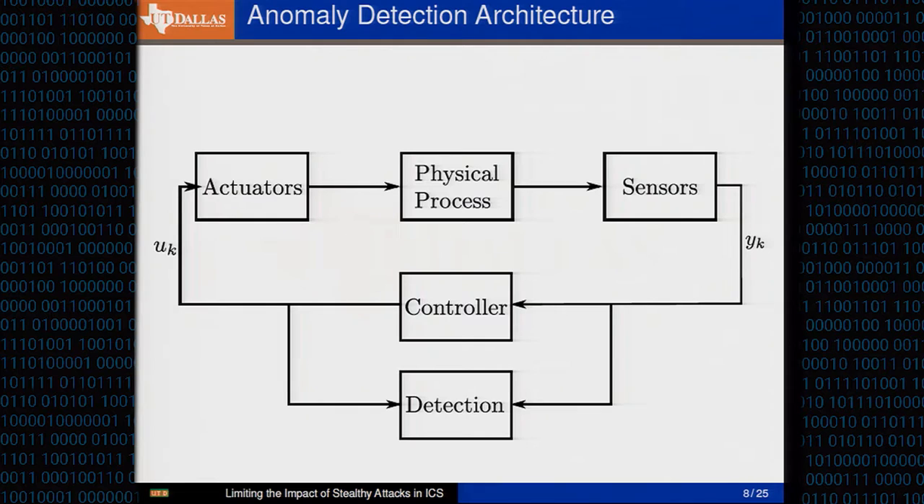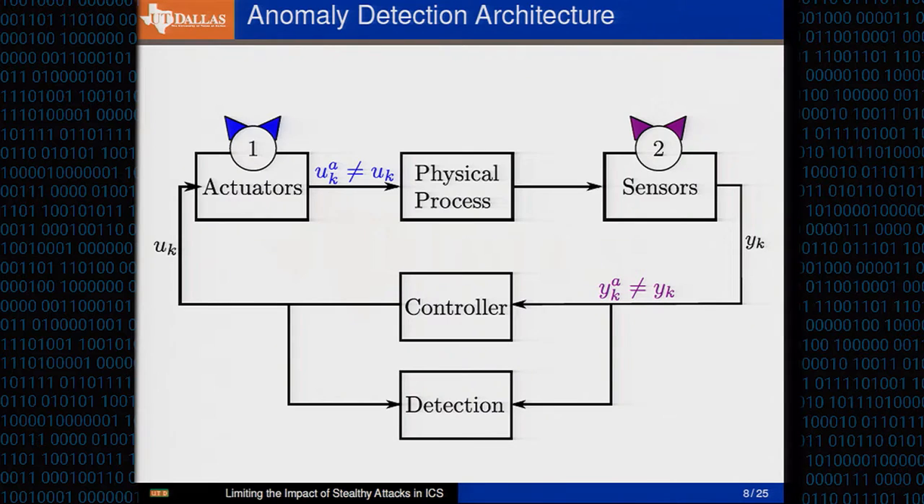There are different types of attacks. The attacks can be developed or deployed in different parts of the control loop. For example, it can be deployed in the actuator, such that the control commands are going to be modified.